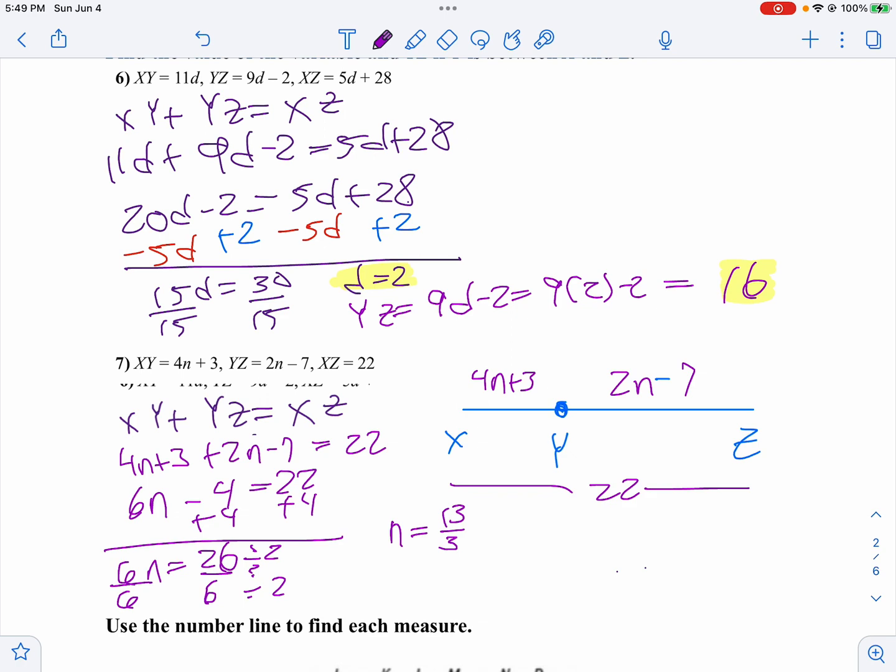And to find y to z then, I'm going to take 2 times 13 over 3 minus 7. 2 times 13 is 26 over 3 minus 7. If you want to do that with a common denominator, my denominator would be 3, so I don't change the 26 at all, but I have to change the 7 to 21, because 21 divided by 3 is 7. 26 minus 21 would be 5/3, the length of YZ. So n would be 13 over 3 and 5 over 3 for YZ.